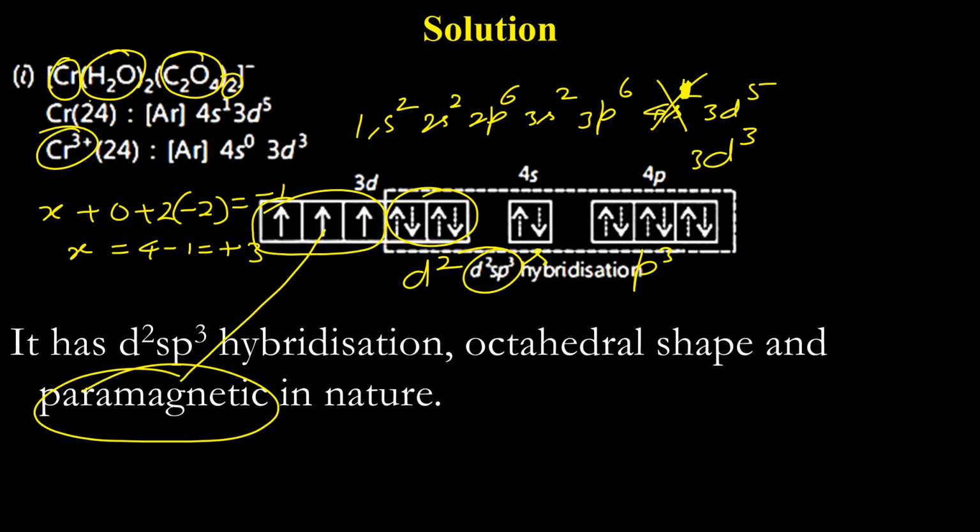And because it has d2sp3, how many total orbitals? 6 orbitals. 6 orbitals will form how many hybrids? 6. And 6 hybrids will align in which shape? Octahedral.